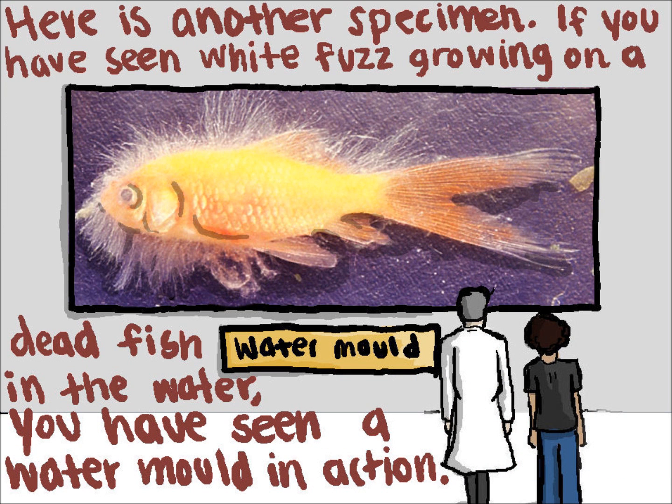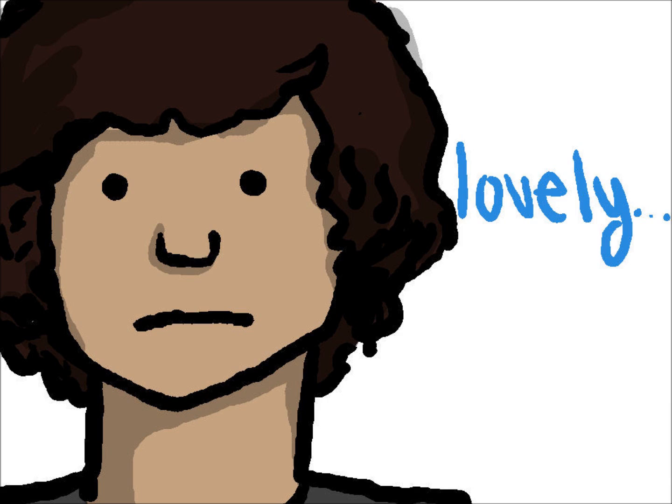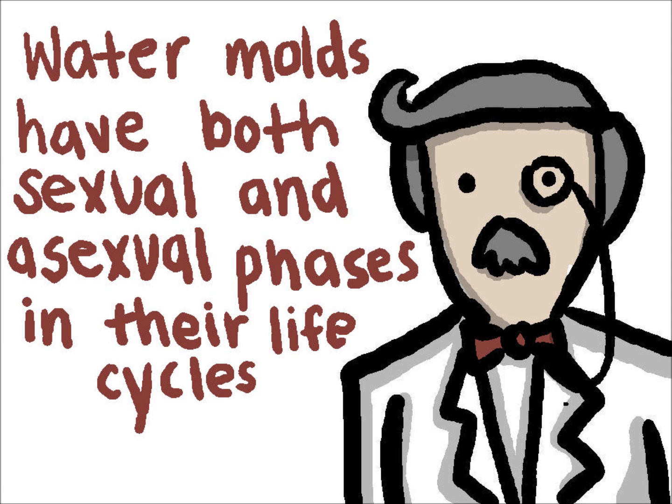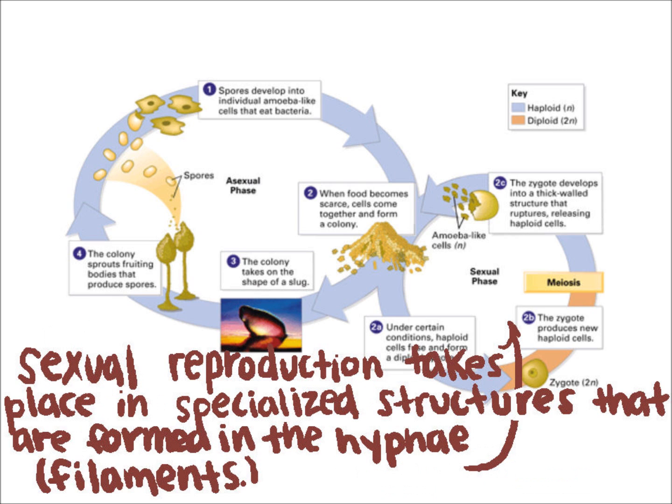Here is another specimen. If you have seen white fuzz growing on a dead fish in the water, you have seen water mold in action. Water molds, or oomycetes, are members of the phylum Oomycota. Oomycetes thrive on dead or decaying organic material in water and are plant parasites on land. Lovely. Water molds have both sexual and asexual phases in their life cycles. Here you see the zoosporangia, which are spore cases. Sexual reproduction takes place in specialized structures that are formed in the hyphae.